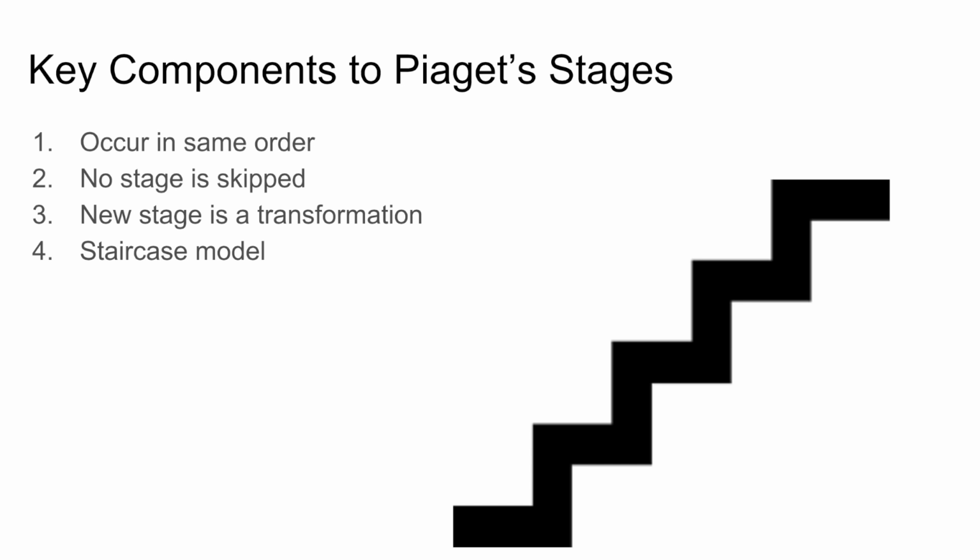Firstly, all of the stages happen in the same order. Secondly, none of the stages are ever skipped. According to Piaget, throughout development, every child goes through every single one of his stages. Thirdly, each stage is a transformation of the one before it. There's a significant, noticeable change between each stage. Fourthly, each earlier stage is integrated into the later ones, hence the staircase model.